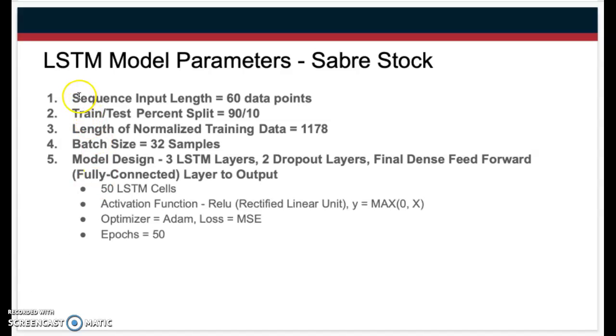So in our initial model, the parameters we kept were 60 data points. That was our length. Our train test split was 90% train, 10% test. The length of the normalized training data, so after we normalized it, how much data we had, was 1178. Our batch size was 32 samples. The model design: we had 3 LSTM layers with 2 dropout layers after each LSTM layer, and then we had a final feed forward layer that used the dense function.